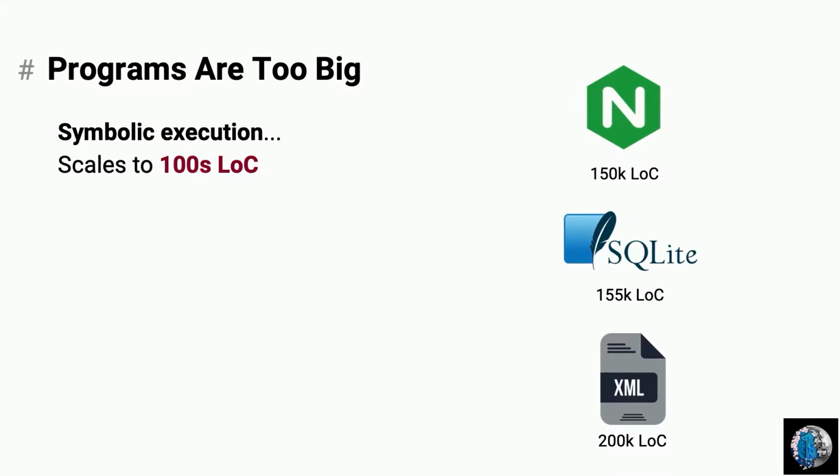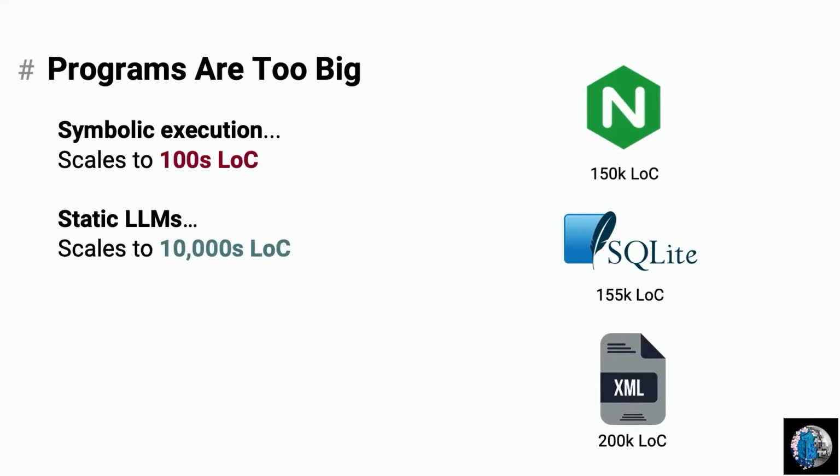LLMs, on the other hand, really blow this out of the water. They scale to an order of magnitude bigger, so we're at 10,000 lines of code. We are stretching it to the max of whatever the context window is. And if the past is telling of the future, this will only get bigger.